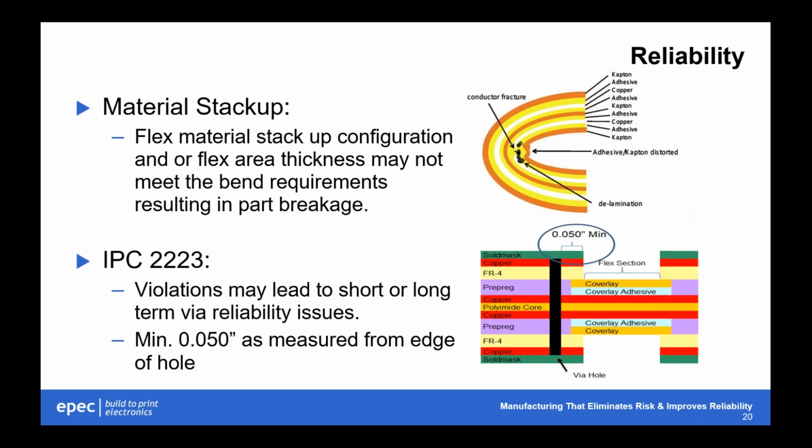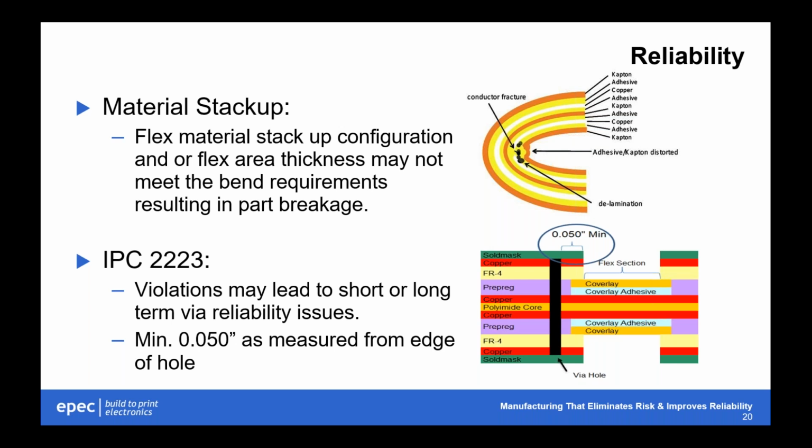Another element, we touched upon this earlier on, is the material stack-up. We see many designs where the material stack-up and the configuration of the flex results in a thickness that may not meet the customer's bend requirements. The end result, or negative impact, of that is the parts could actually start breaking when they're being bent to shape into the final assembly.